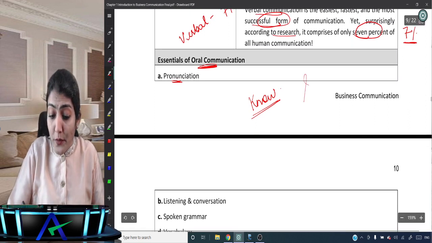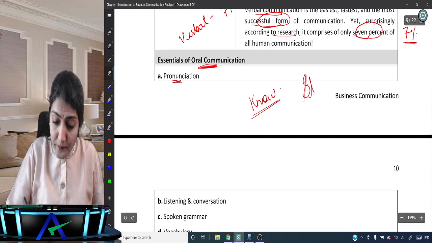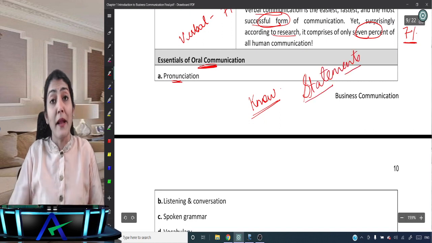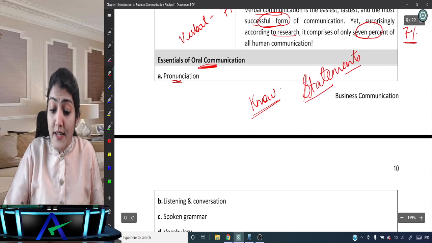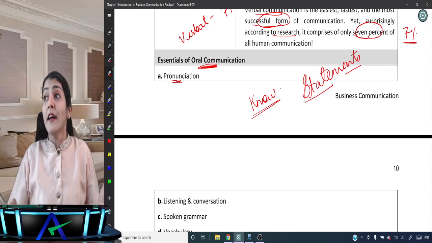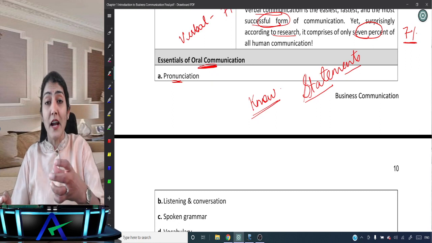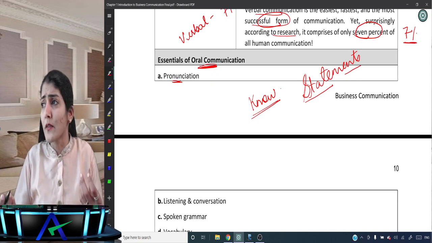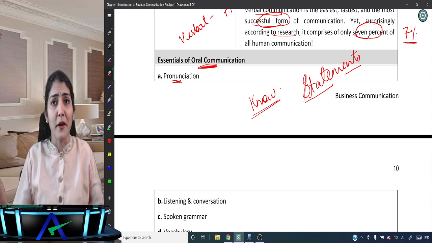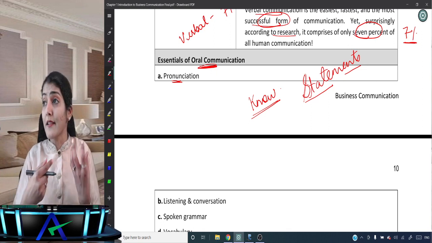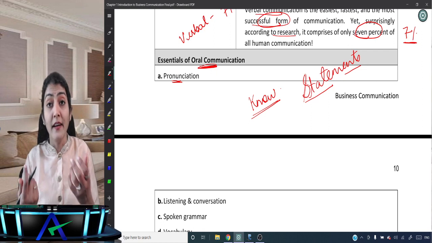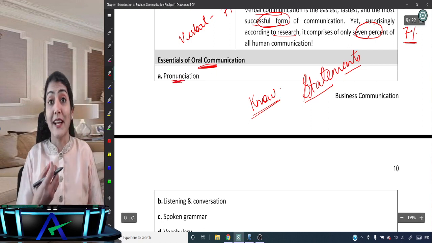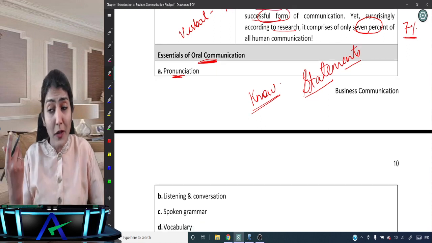Like say I want to use the word statements, and I'm saying "startiments," a financial "startiments." You'll say, ma'am, what is this "startiments"? It looks like some different language which I don't know. So I can't say startiments. It is statements. So pronunciation is very important. Again, it will irritate and it will miscommunicate.